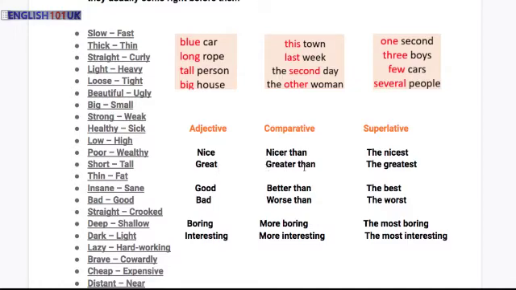Okay, what if we are comparing three things or more than two? We use the superlative. We have three houses now. The first house is nice. The second one is nicer than the first one, but the third house is the nicest one among them. Superlative means comparing three things and above. The same thing here: great, greater, and then the greatest.